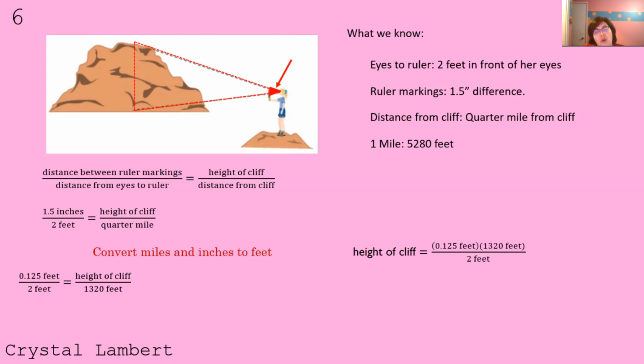So now we have to multiply both sides by 1,320 feet. So the height of the cliff is 0.125 feet times 1,320 feet divided by 2 feet, which gives us a height of the cliff as 82.5 feet, and our instructions wanted us to round to the nearest whole number. So the height of the cliff is approximately 83 feet tall.